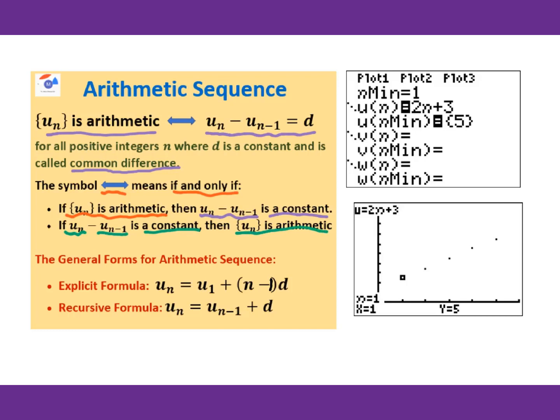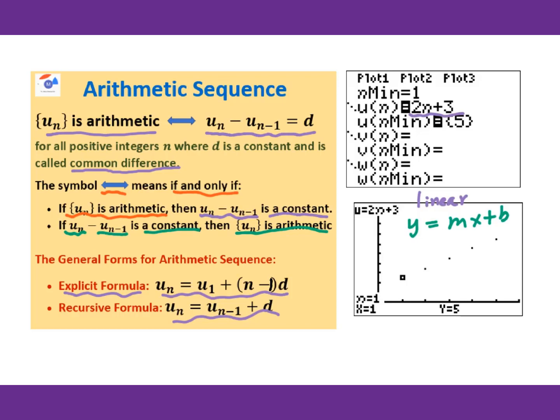The general form for arithmetic sequence, we have an explicit formula like this, recursive formula like this. Graphing calculator can graph a sequence. We put in one arithmetic sequence, 2n plus 5. From the graph, we see this is a linear function. Its domain is the natural numbers.